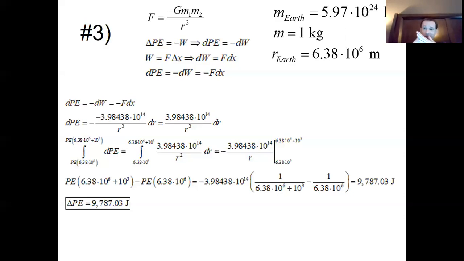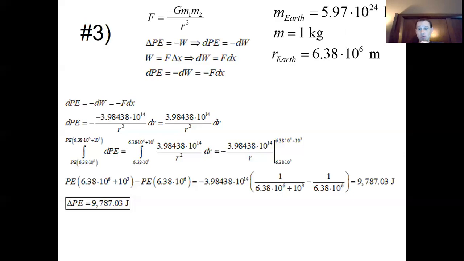Ending potential minus starting potential. That's what this side is over here, the potential energy at the outmost radius minus the potential energy at the inmost radius. So the change of potential is 9,787.03. If you've taken physics, you should know that the approximation for potential energy is mgh. The mass we moved up is 1, right? g is little g, 9.81. The height is 1,000.